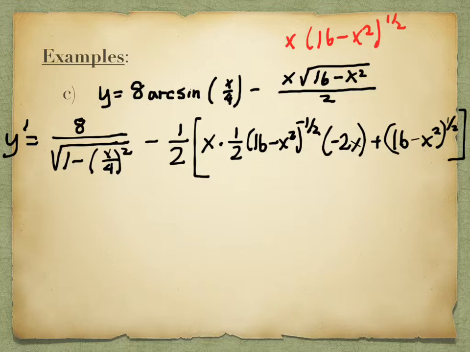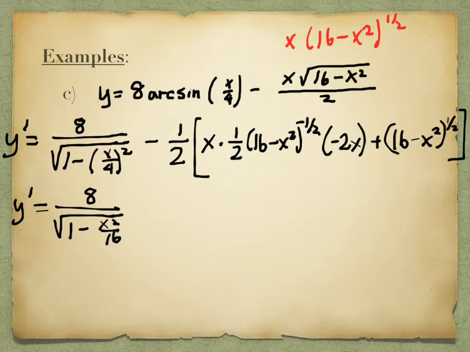I don't know about you, I look at this and I think, is there any hope to combine anything? And there is, but it looks really messy right now, doesn't it? I mean, what a mess. All right, so let's see what we can combine. The first piece over here, I've got 8 over the square root of 1 minus x squared over 16. And we'll work with this a little bit more in a moment to clean that up, because I've got a fraction within a fraction going on, and we're not going to leave it that way. But let's come back to that in a minute.